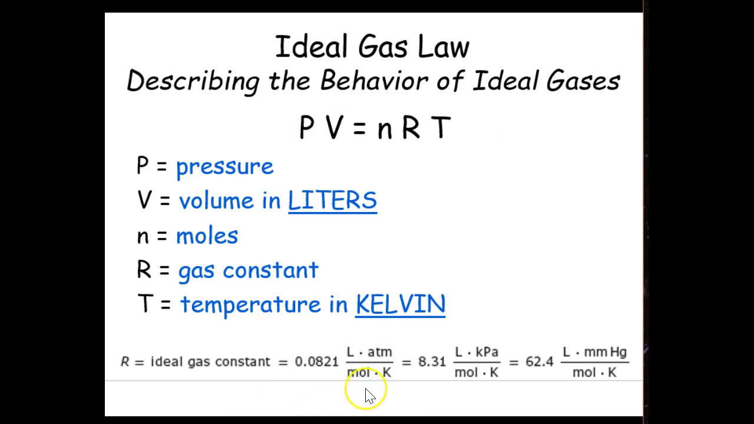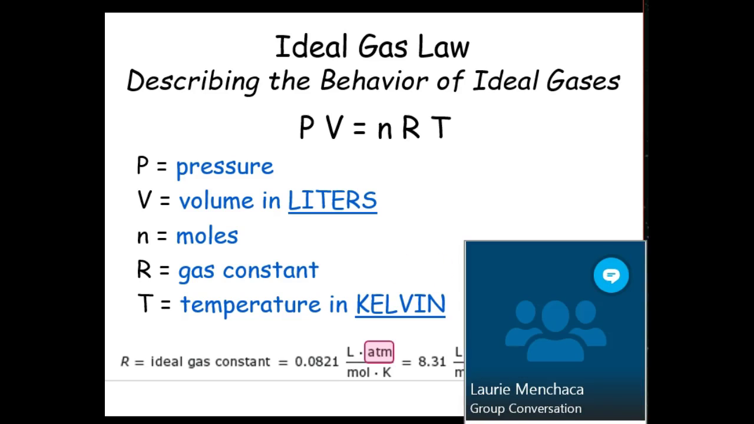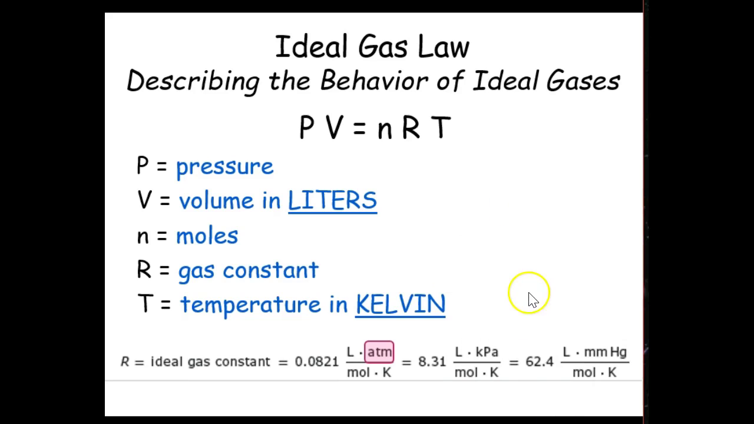Does anybody see the difference between these 3 constants? Like, why are there 3 values instead of just 1 for a constant? Does anybody see the difference in the units? What's the difference? Adrian, what do you see? They get bigger. Yep, that's true. The numbers are different. Look closely at the units. What's the difference? Arturo? Yep. Right. So what Arturo said was there are 3 different units of pressure.